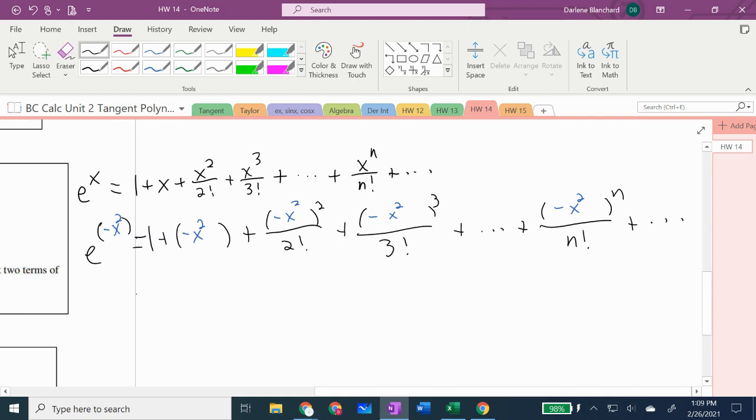And then simplify. When I square my negative, it goes away. When I cube my negative, it stays. And I multiply my exponents when it is base to a power to a power.